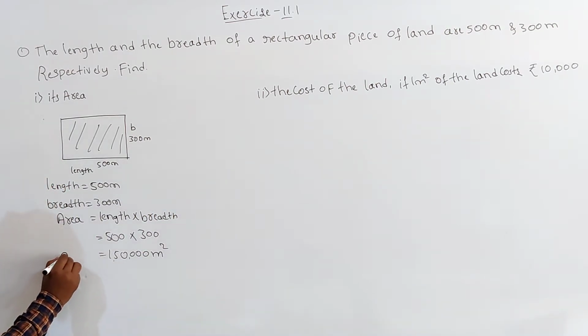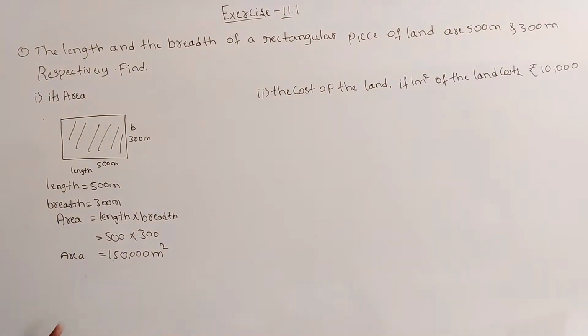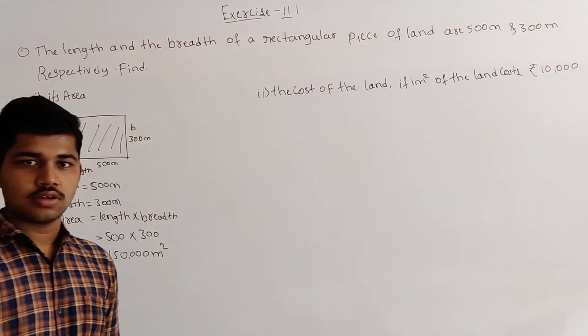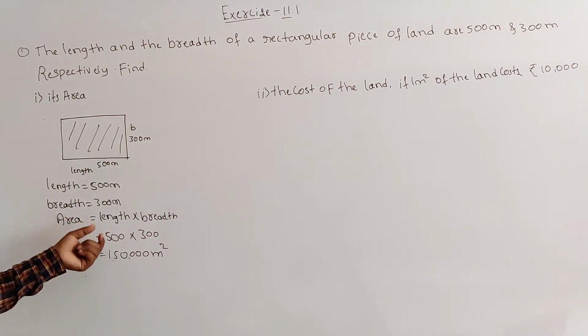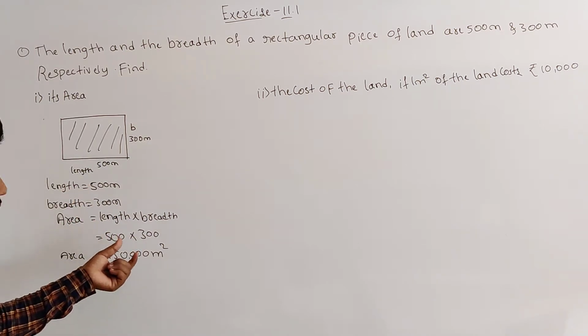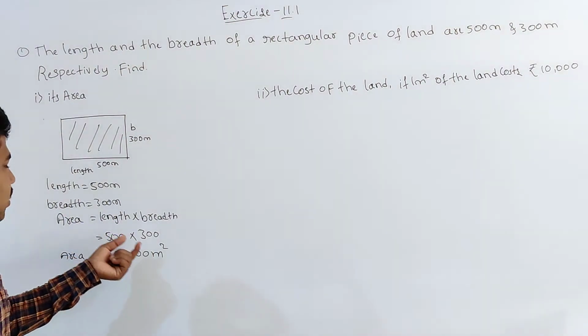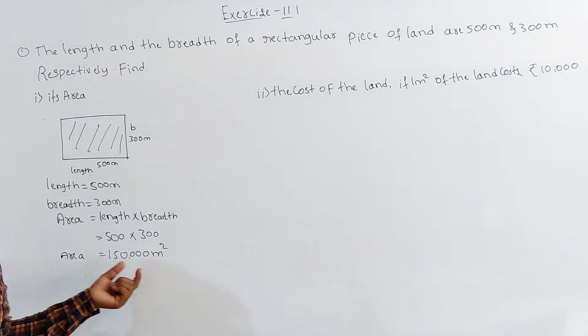Area is equal to 1,50,000 meter square. They gave the length and the breadth, and you are finding the area of the rectangle. What is the area of the rectangle formula? Length into breadth. 500 into 300, you will get 1,50,000.